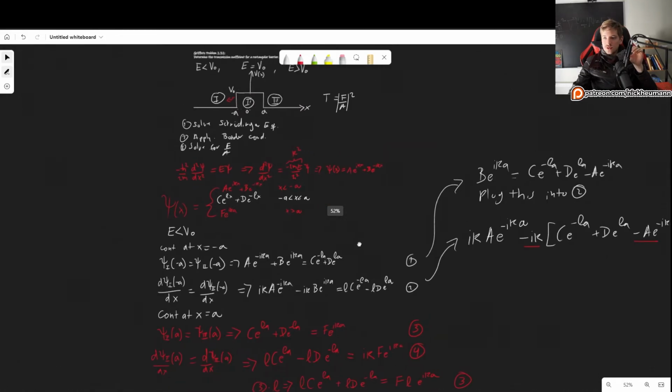So now let's move to a second case where the energy is the same as the potential. So in that case, let's go once again for our wave function.